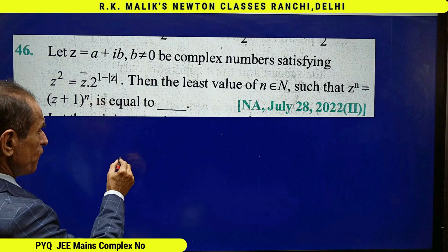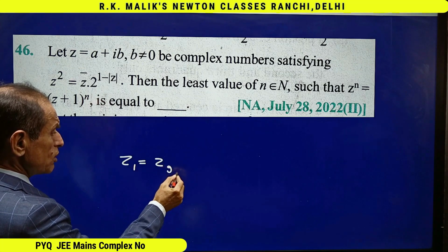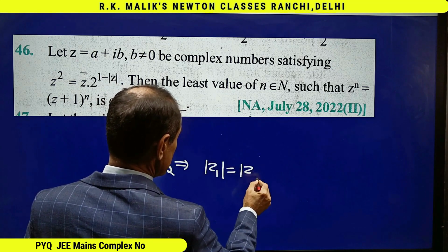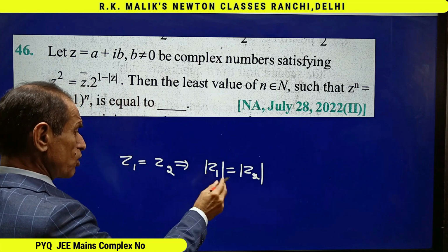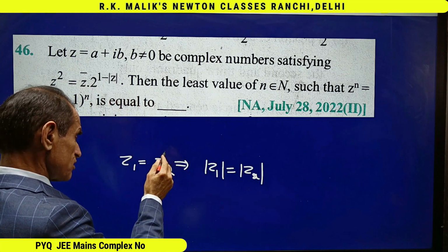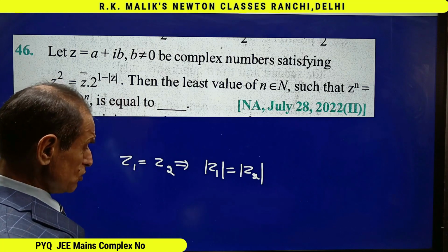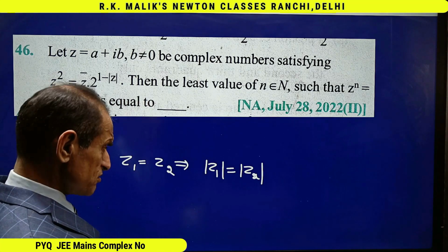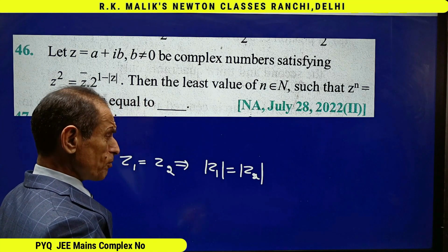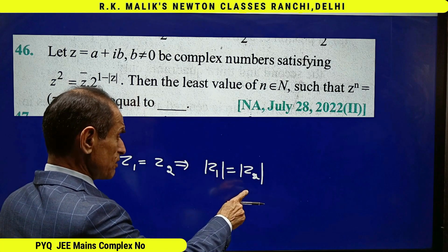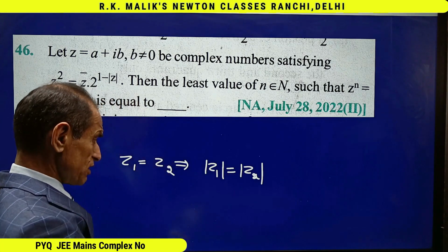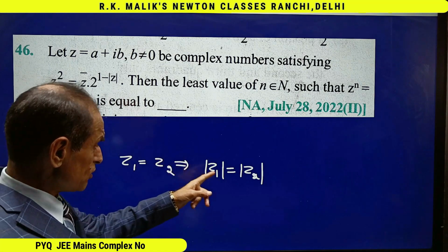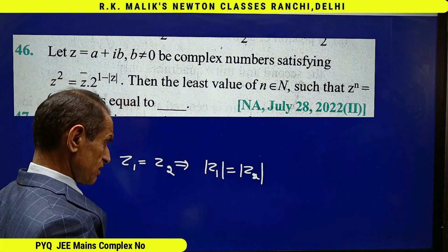First thing, note that if z1 is equal to z2, this surely implies that mod of z1 is equal to mod of z2. But if mod of z1 is equal to mod of z2, this doesn't mean that z1 is equal to z2. But this thing I can surely say that all the complex numbers which satisfy this condition will surely satisfy this condition.